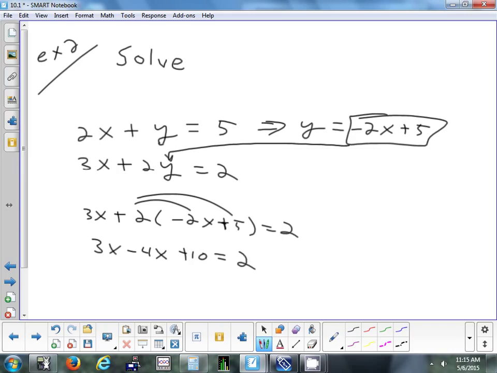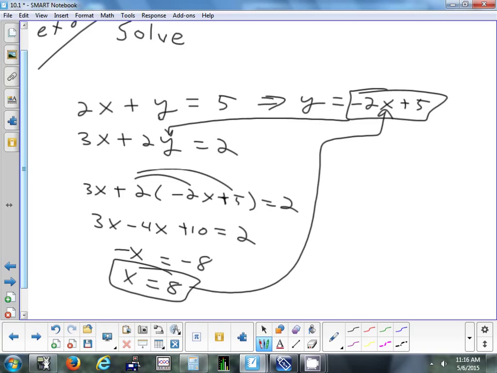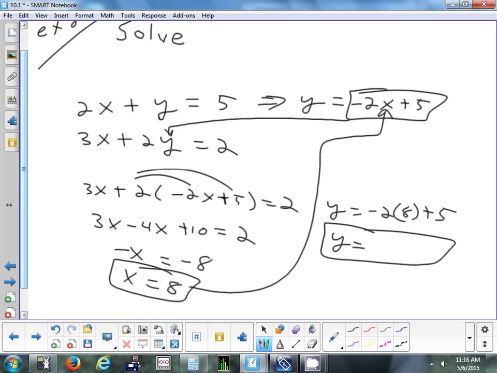Brianna, what's 3x minus 4x? Yep, and negative 1x. I'll bring the 10 to the other side. And Cole, what do we get for x? 8. Good. Okay, now that we know x is 8, what we'll do, take and plug it back into the equation where we already had y by itself. See what we get for y. I'm going to have negative 2 times 8 plus 5. So we get negative 16 plus 5.